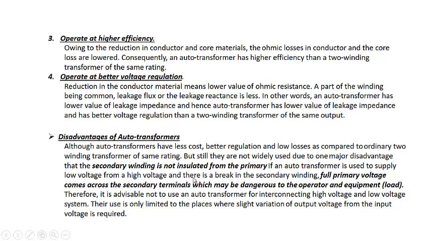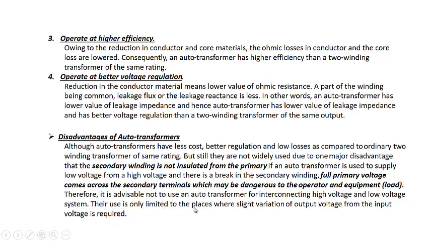If an autotransformer is used to supply low voltage from a high voltage, you can see there is no isolation of the secondary winding from the primary winding. If by chance we are using this autotransformer to supply a low voltage from a very high voltage, and there is a break in the secondary winding, you will see that the full primary voltage comes across the secondary terminal, which will be dangerous to the equipment load. So in that case, it will be very dangerous if the secondary winding gets disconnected. Therefore, it is advisable not to use an autotransformer in a high voltage to low voltage system.